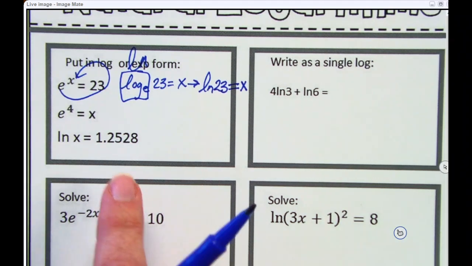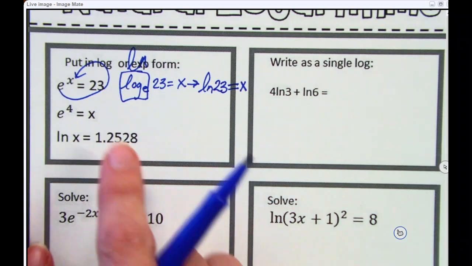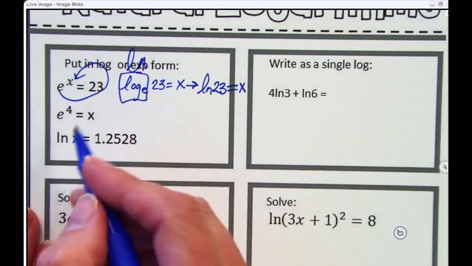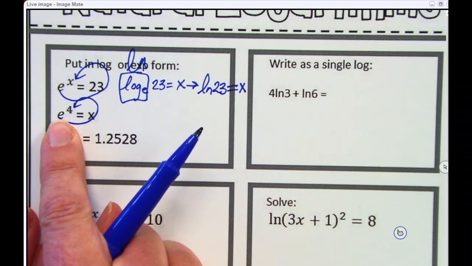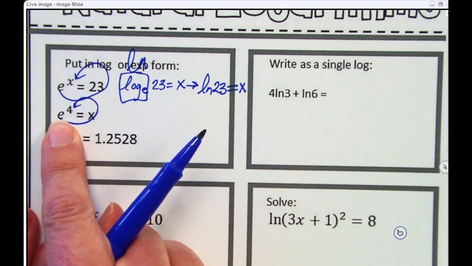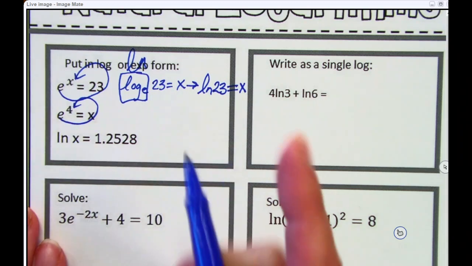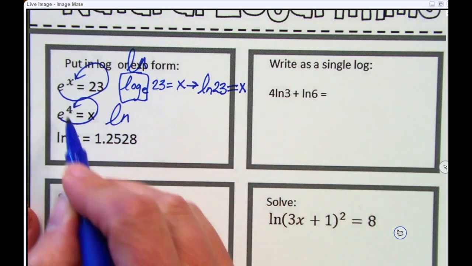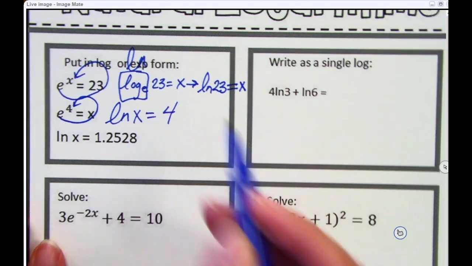Let's do this one. All right. I'm going to write log base what? What's my base in this one? e. So let's save us a little work. Instead of writing log base e and having to rewrite it, what am I going to put instead? ln. ln of what number? x equals 4.